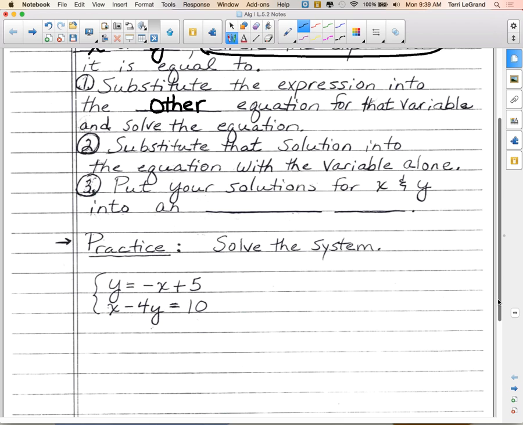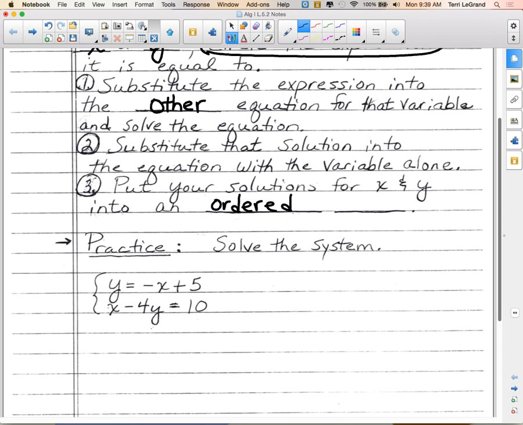So after we do that, we're going to solve the equation for that variable, whether it's x or it's y, that is in there. Then we're going to substitute that solution, step 2, into the equation with the variable alone, because that would be the easiest one to use. In other words, we've got to go and find the value of the other variable. And then step 3, we're going to do just like we did when we graphed. We're going to put our solutions for x and y into an ordered pair.